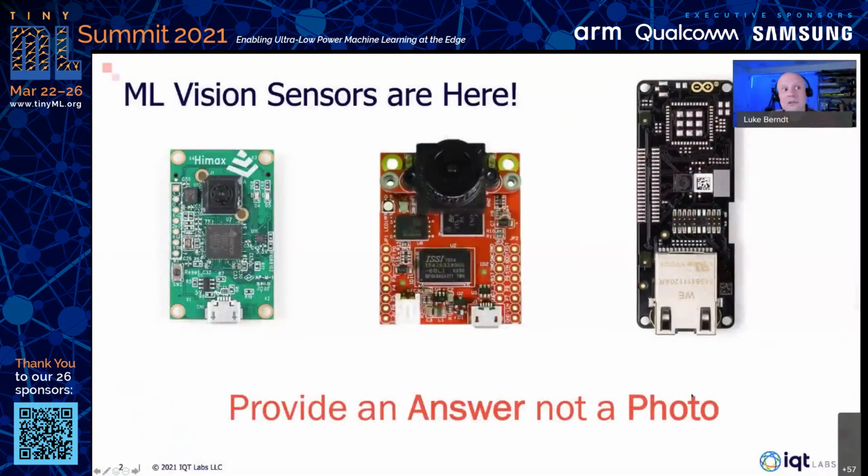So the good news is, ML vision sensors are here. I think in our next talk from Mark, we'll learn a bit more about the HiMax board. But really, these are low-cost, low-power devices powered by a microcontroller. And the camera there is not to take pictures of cats and give you cat photos. It's really to help answer questions like, is there a cat in the room? So they don't take photos. They really are about providing an answer.